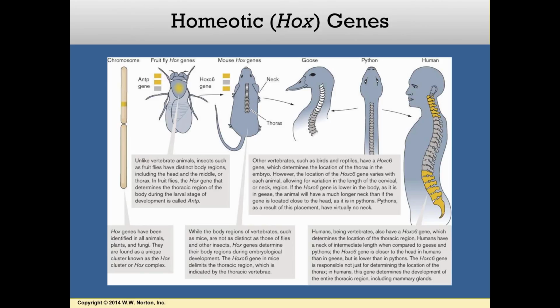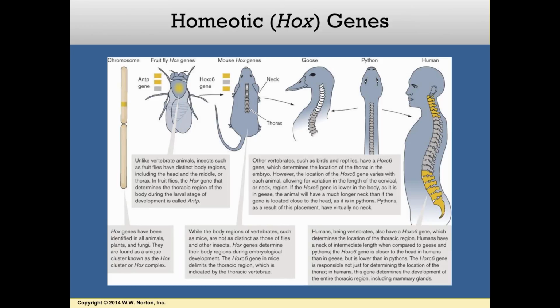Researchers have discovered that a group of genes called the HOX genes regulate the position of the major body parts during embryological development. What was amazing to researchers was that the very same genes regulate this process of body formation in organisms as different as flies, mice, and humans.